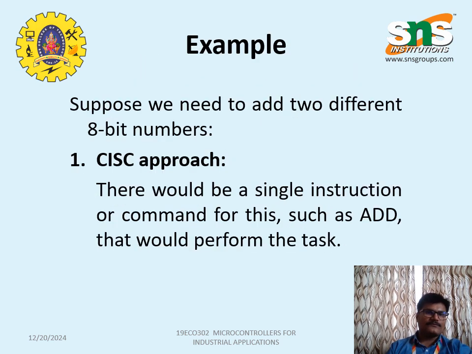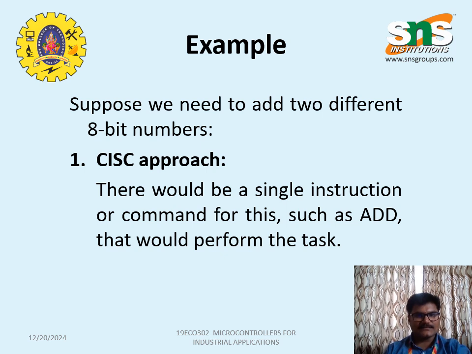Here is a practical example of how CISC and RISC differ in performing a simple task like adding two 8-bit numbers. In CISC, we use a single instruction such as ADD to complete the operation in one step, but in RISC, the same task could be broken down into three steps: load the data into the registers, perform the addition, and then store the result. This example illustrates how RISC requires more instructions, but each is simpler and faster to execute, whereas CISC uses fewer but more complex instructions.